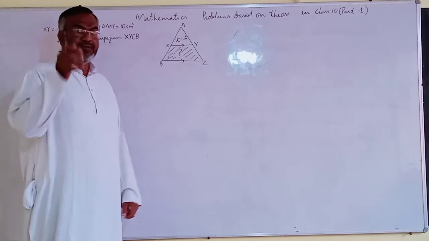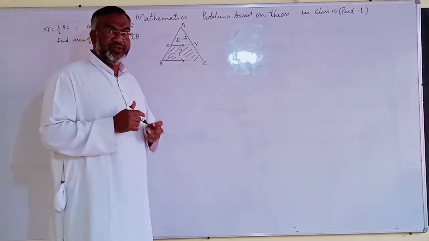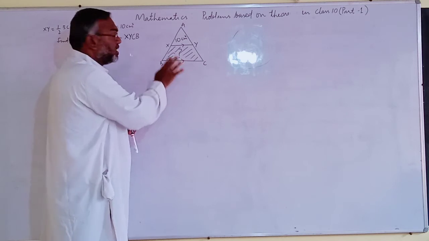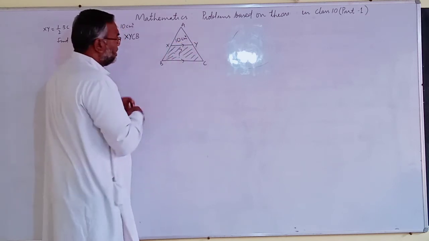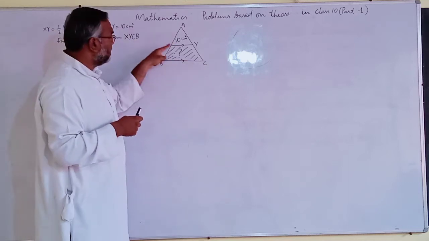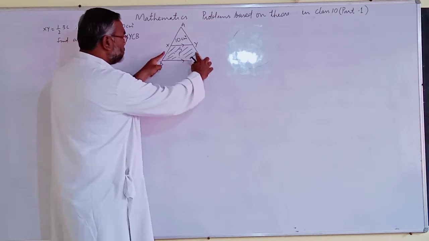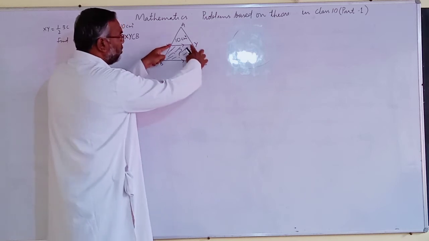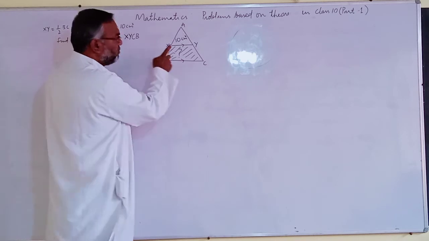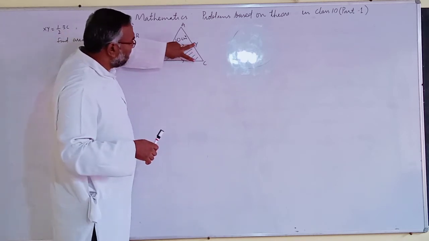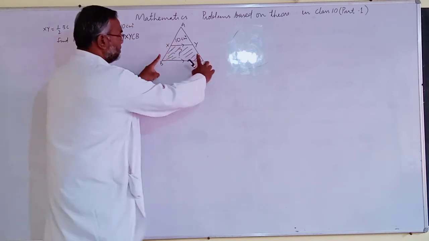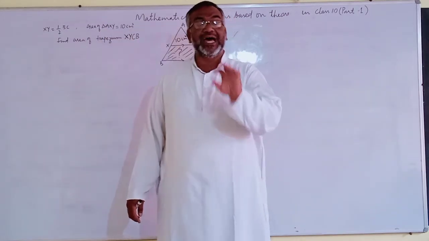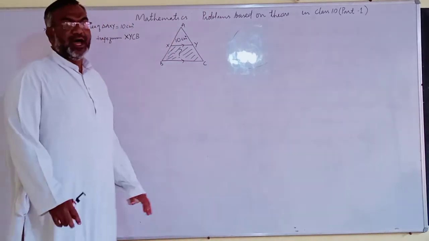XYCB is a trapezium. A trapezium is a four-sided figure. This is four-sided: XY, YC, CB and BX. In a trapezium, two sides are parallel. You can see XY is parallel to BC. Two are parallel and the other two are non-parallel. So here BX and CY are non-parallel because if you extend them they will meet. But if you extend XY and BC, they will never meet, so they are parallel. In a trapezium, two sides are parallel, two sides are compulsorily non-parallel. So total four sides are there. So it's a quadrilateral, right?